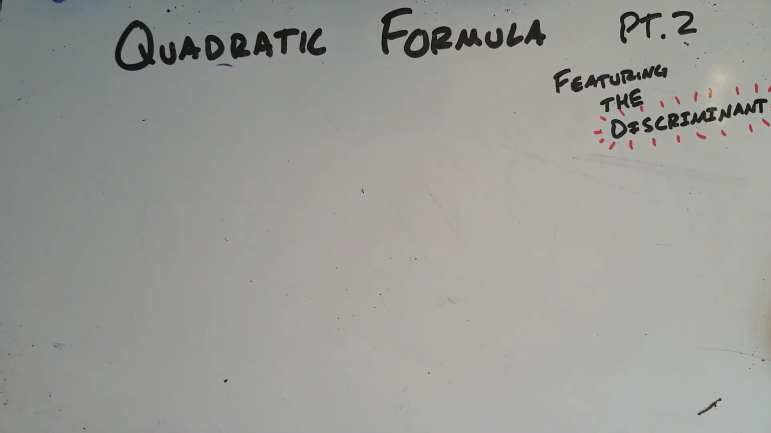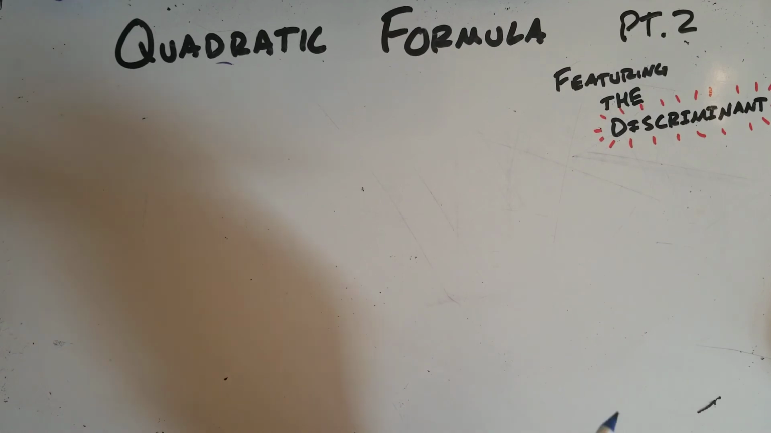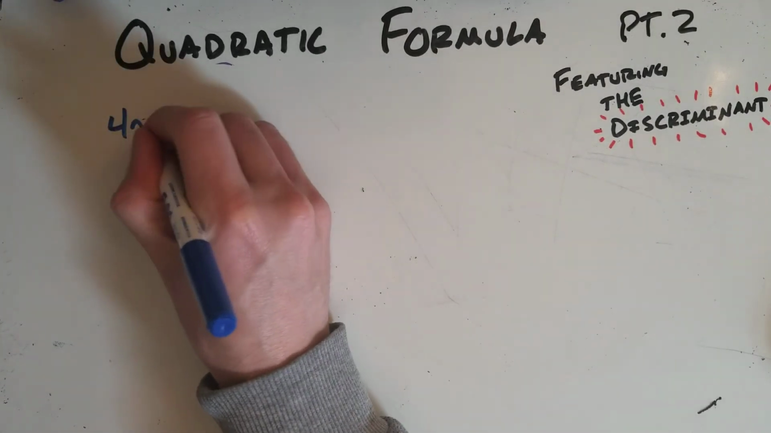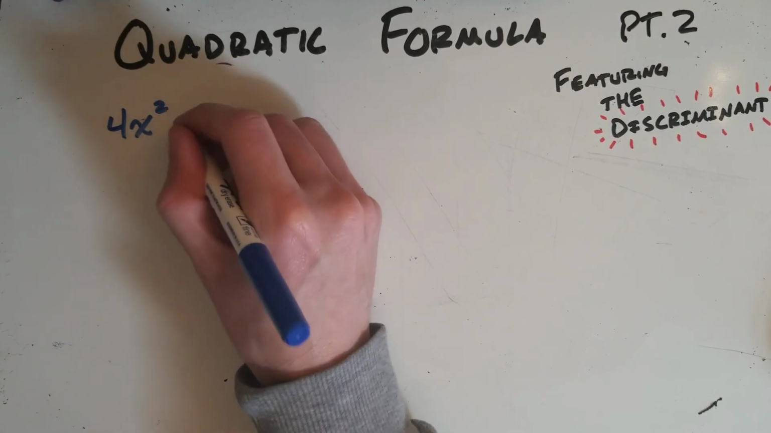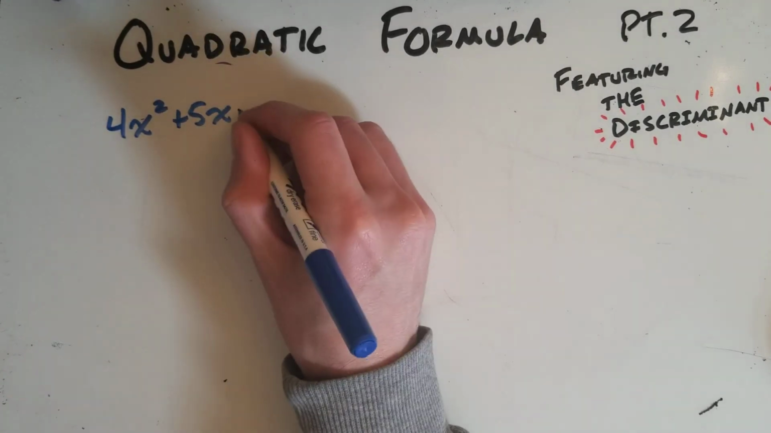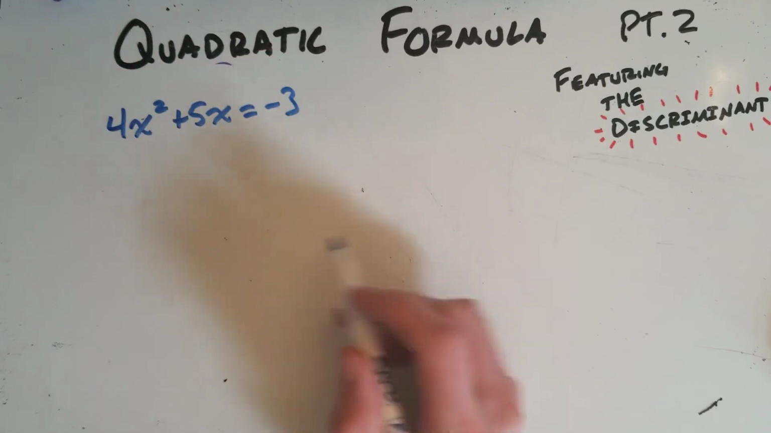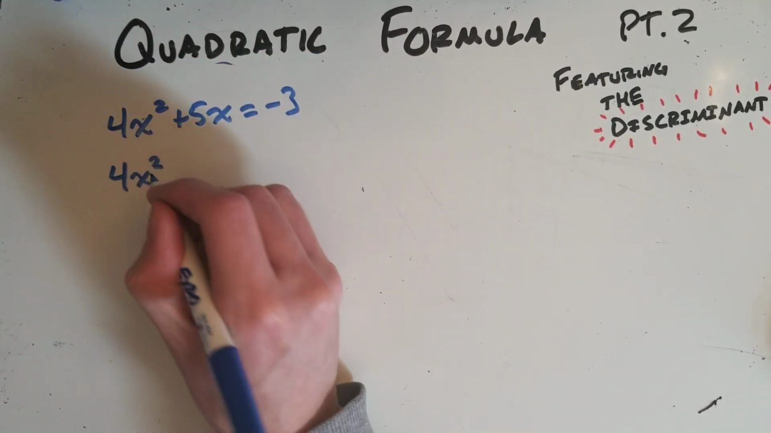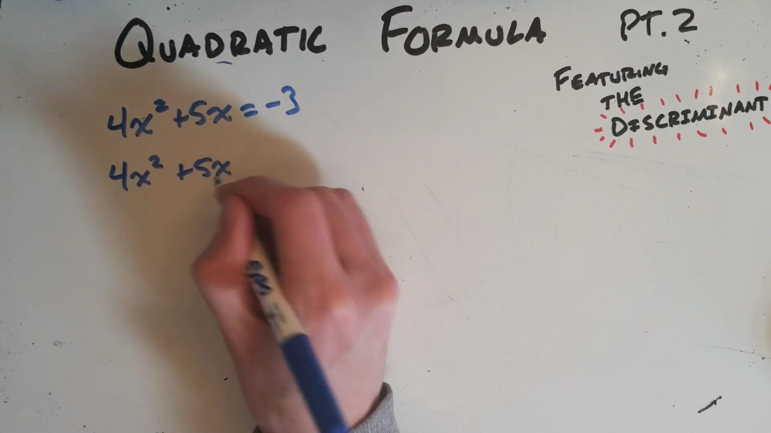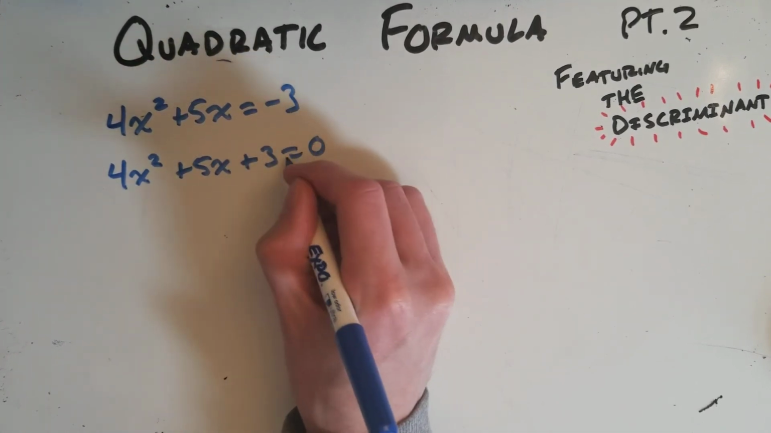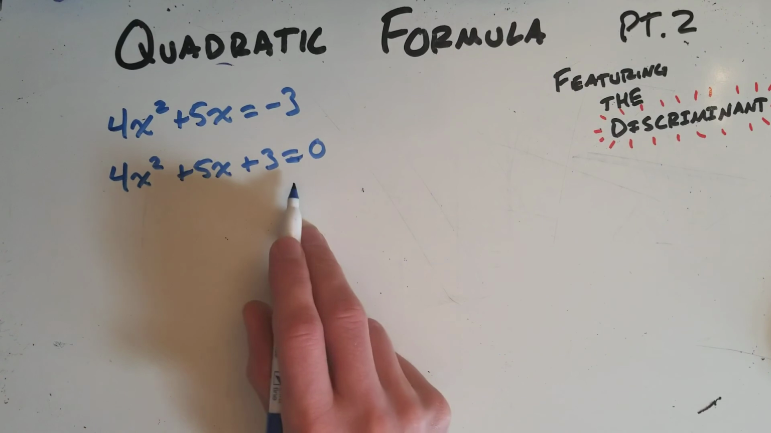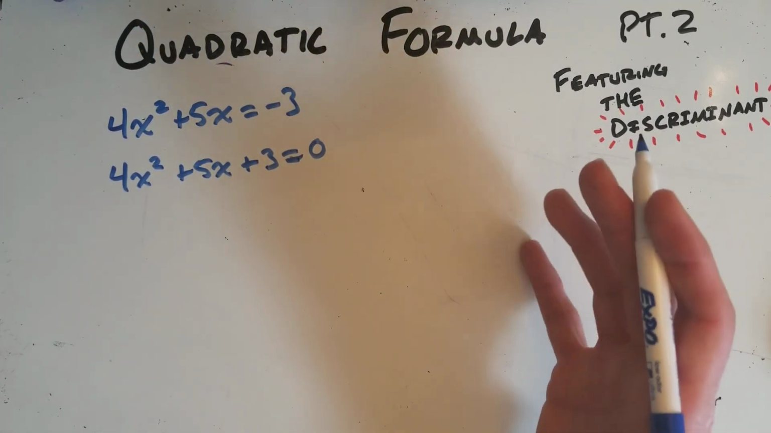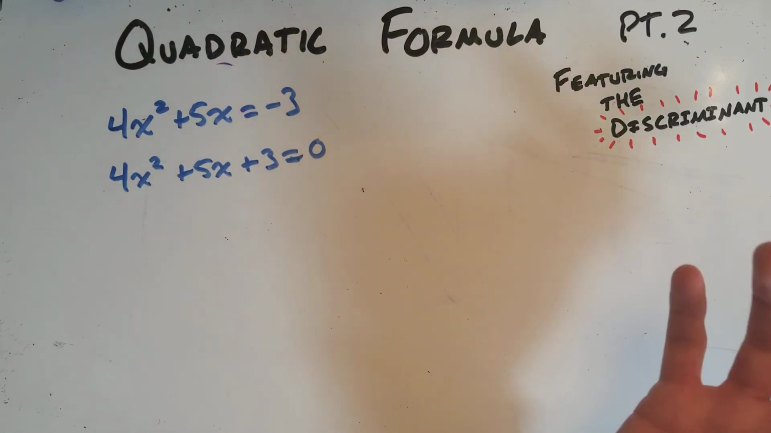So let's look at one. This one says state the value of the discriminant and determine the number of real solutions. So we have 4x squared plus 5x equals negative 3. In order to find the discriminant, we still need to be in the form ax squared plus bx plus c equals 0. So here we can go right to seeing the discriminant if we just want to know how many solutions we have. We don't necessarily want to know what they are.